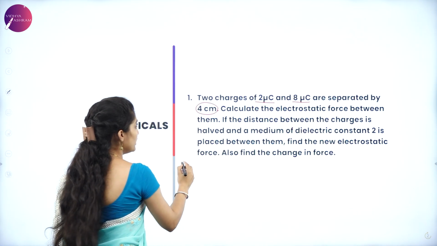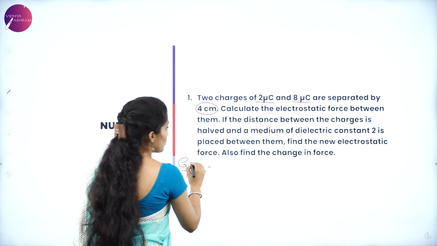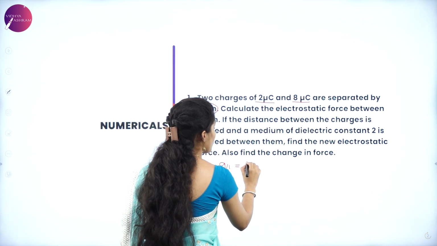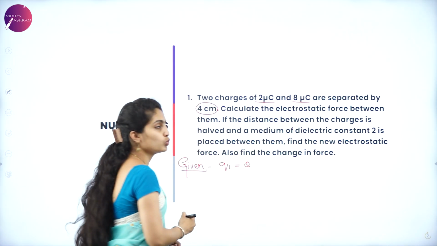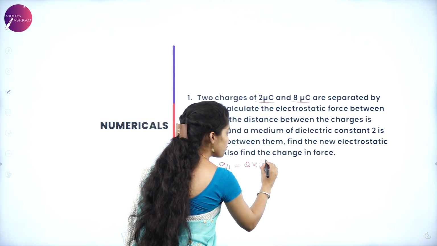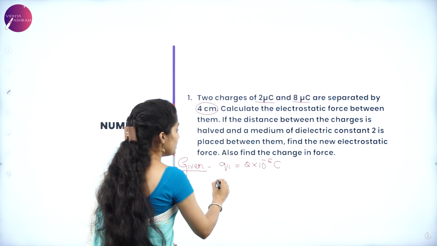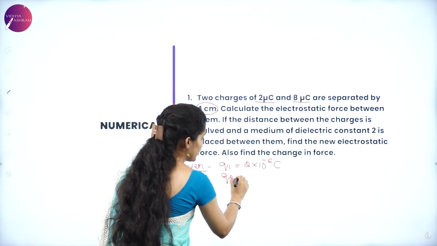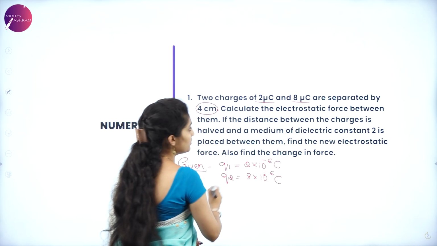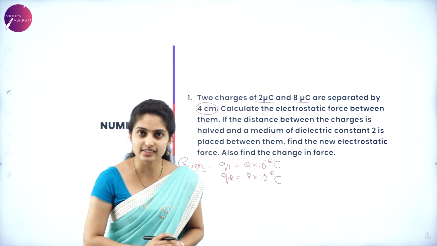So first of all, just write the given terms. What is given? Two charges. Let one charge be named Q1, 2 microcoulomb. The value of micro is 10 to the power of minus 6 coulomb. And 8 microcoulomb. So the second charge Q2 can be written as 8 into 10 to the power of minus 6 coulomb. So 2 microcoulomb is done, 8 microcoulomb is done. It is separated.